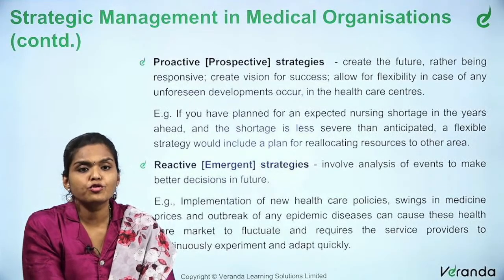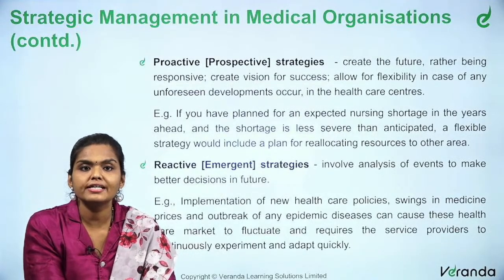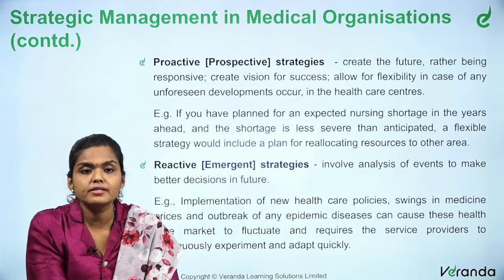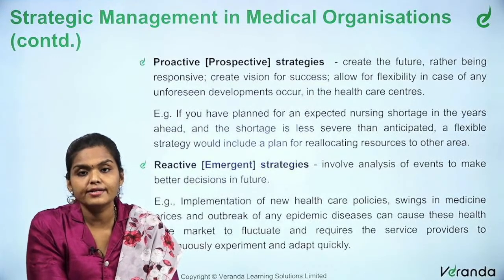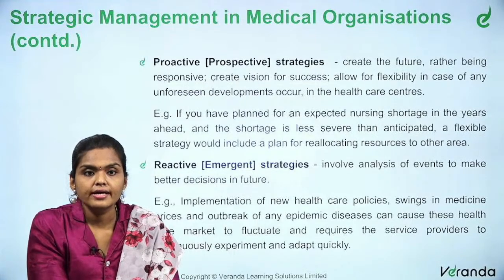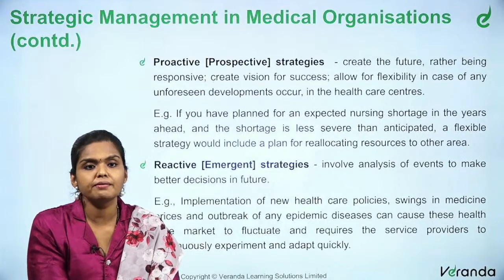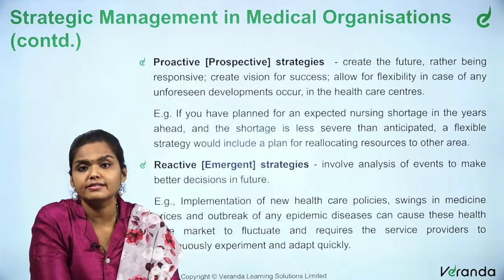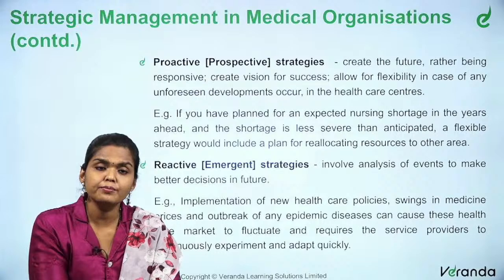Prevent a disease before you could face it. So be proactive, create vision for the success, allow for flexibility in case any unforeseen developments occur. For example, suddenly in your hospital there has been a nursing shortage. But you definitely need a nurse to take care of the patients. The shortage may not have a very severe impact, but the number of staff required in your organization is definitely an important requirement. So here you can take a proactive strategy.